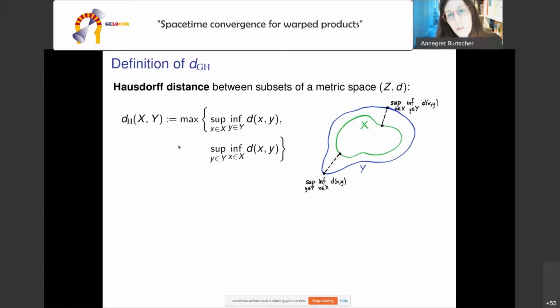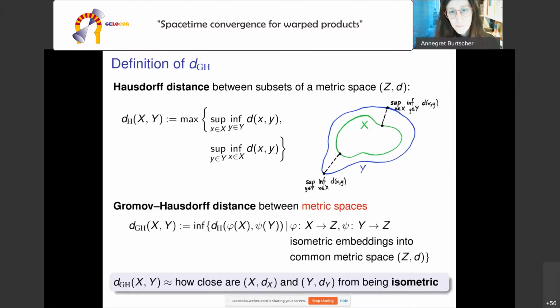And then the Gromov-Hausdorff distance is essentially the version of the Hausdorff distance where you take any two metric spaces that you isometrically embed in a joint metric space, and then you take the infimum over all these possible isometric embeddings. So it's an isometric Hausdorff distance if you want. This gives you a notion of distance between two metric spaces, and the Gromov-Hausdorff distance is 0 if the two spaces are isometric.